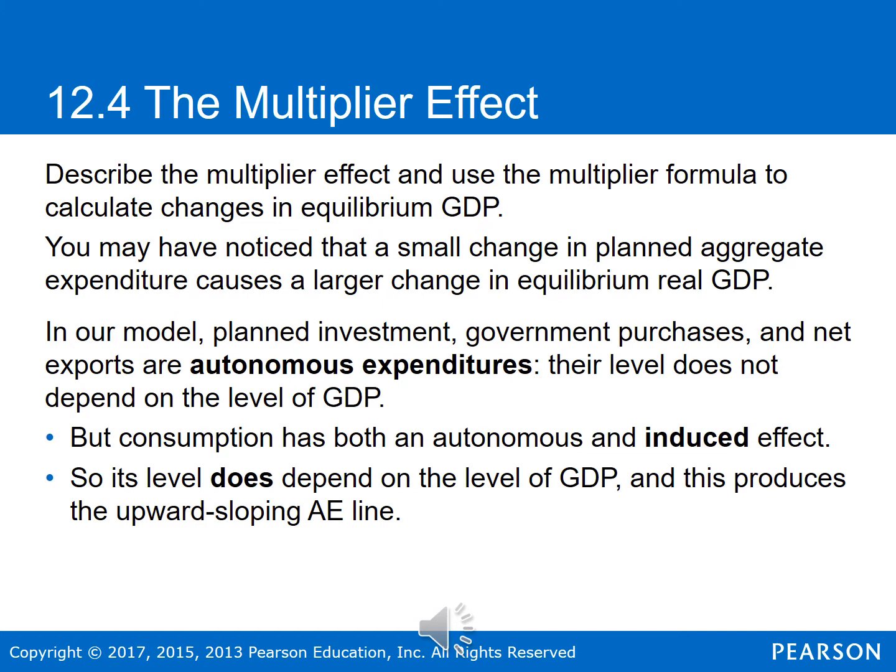In our model, remember, planned investment, government purchases, and net exports are autonomous expenditures. What we mean by that is that their level doesn't depend on the level of GDP. These are determined by factors outside of what determines the level of GDP.